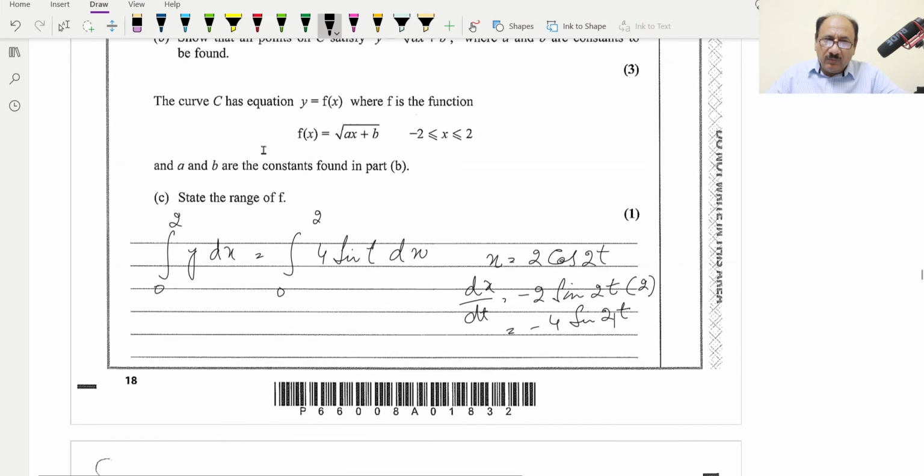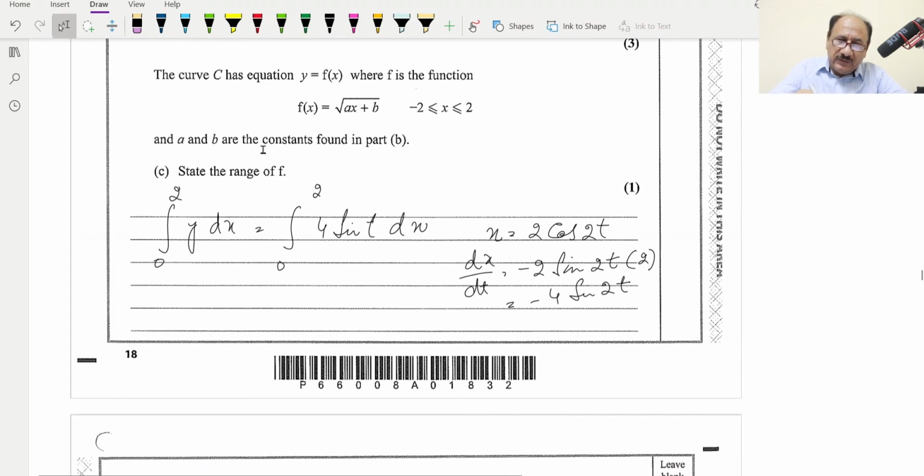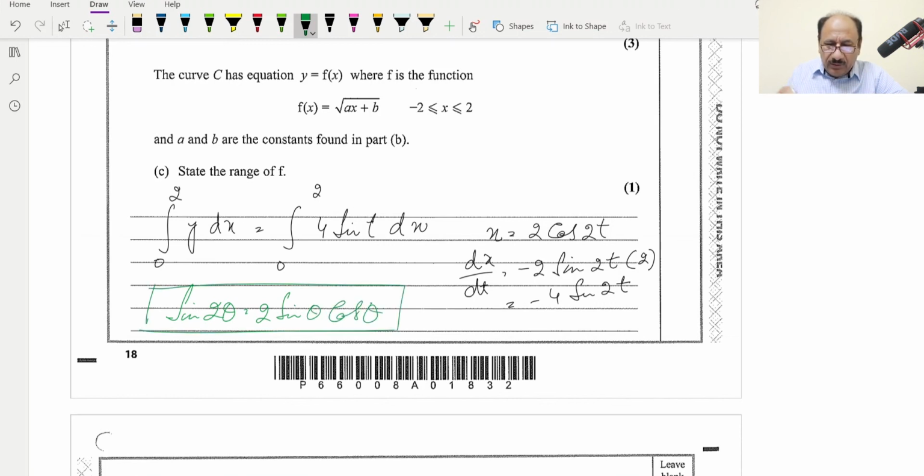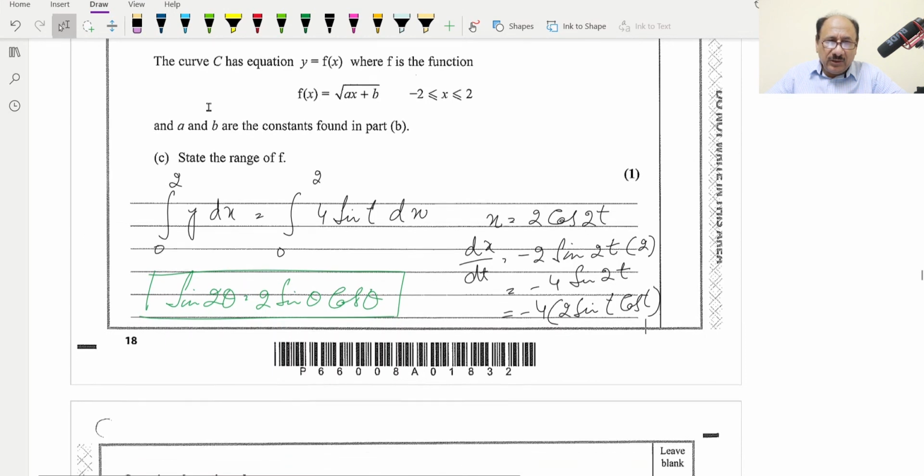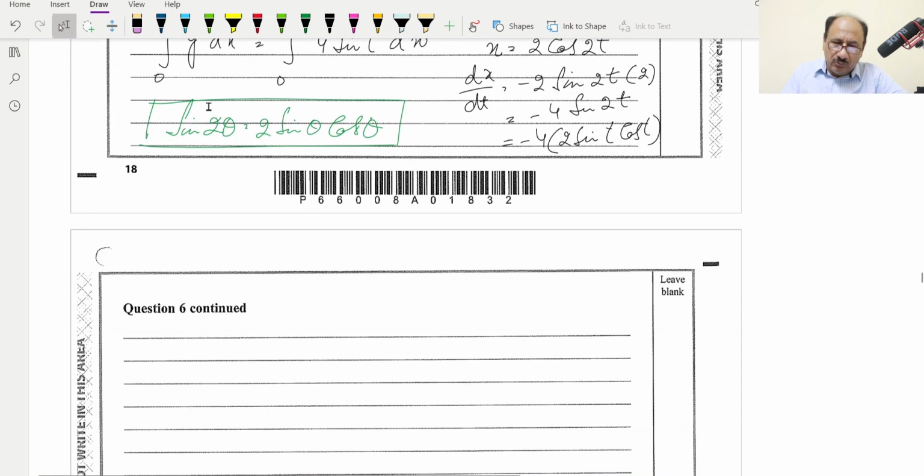Now the formula is sine of 2 theta is equal to 2 sine theta cos theta, and we will apply this formula. We will get minus 4, and sine 2t we can write as 2 sine t cos t. And we can rewrite dx is equal to what?